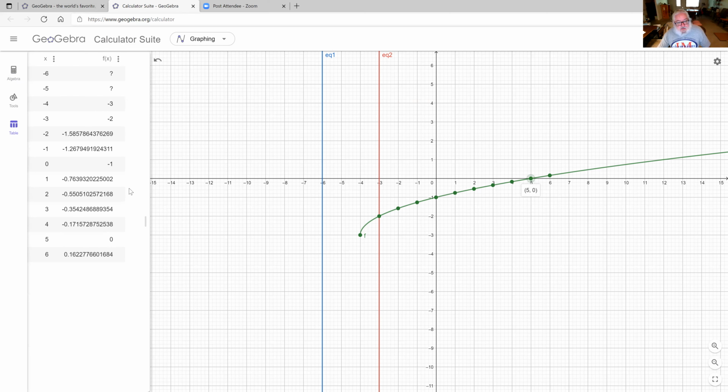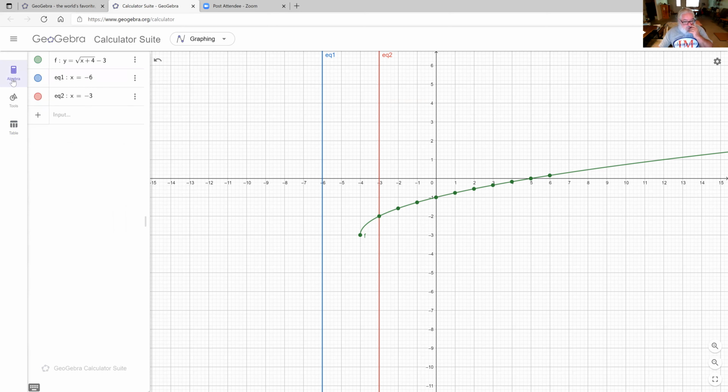A y-intercept has an x-coordinate of 0. So if we look through our x's for 0, we get minus 1 as my y-intercept. So that's right there. 0, minus 1, that's my y-intercept. So if you're looking at a table, you want to know where the y-intercept is, find out where the x is 0. If you want to know where the x-intercepts are, look for where the y is 0.